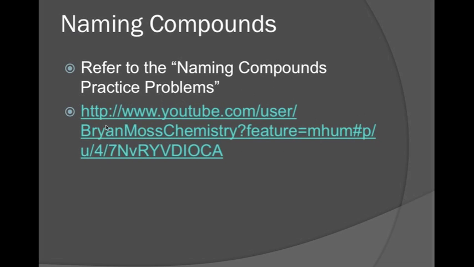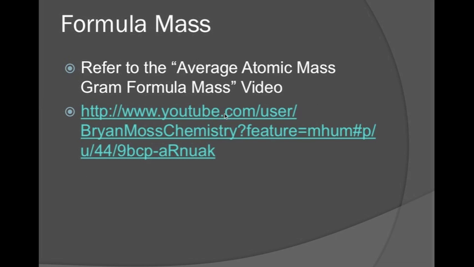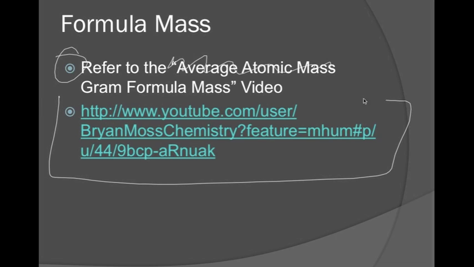Now, when we get into review, we talk about naming compounds. If we have any questions on naming, we need to refer to the naming compounds practice problem, and this is the link for that, you can go on and watch a video about naming. Same thing with formula mass. If you have any question with that, that's how we add up everything. You need to watch the second half of this video. The first half is the average atomic mass, and you don't need that for your test. You just need the gram formula mass, and you'll see that in this link below.